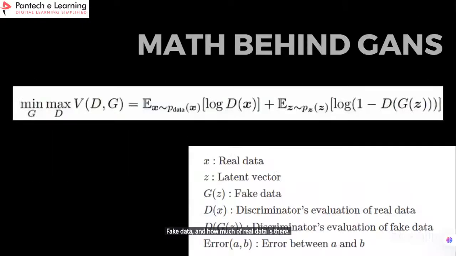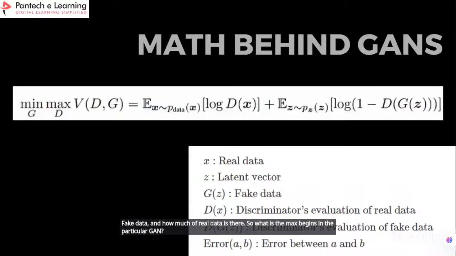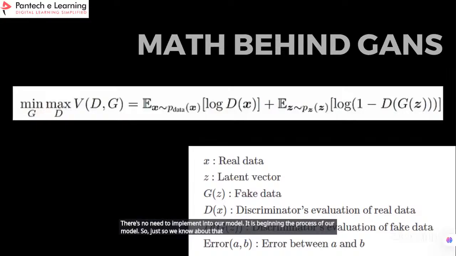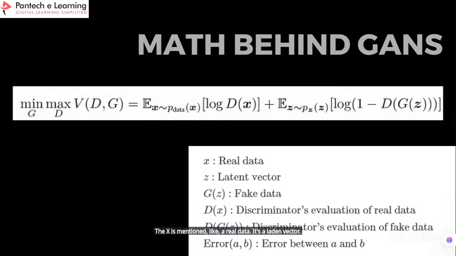So what is the math behind the GAN? Here is a formula. Kindly just see the formula. There is no need to implement it in our model; it is behind the process of our model, so we just need to know about it. X is the real data. Z is a latent vector. G is the fake data generator. D is the discriminator's evaluation of real data. D of G is the discriminator's evaluation of the fake data. The error happens on both, that means real and fake data.